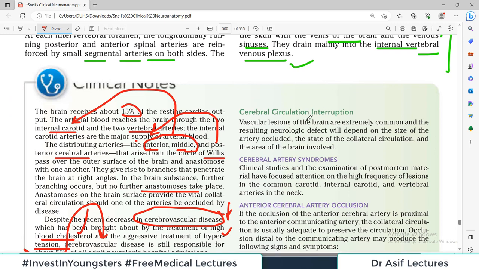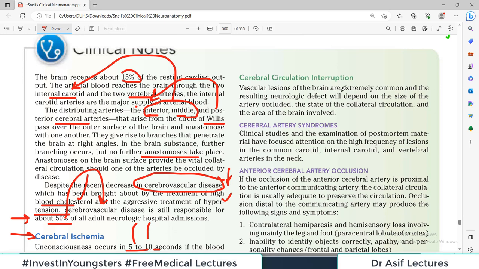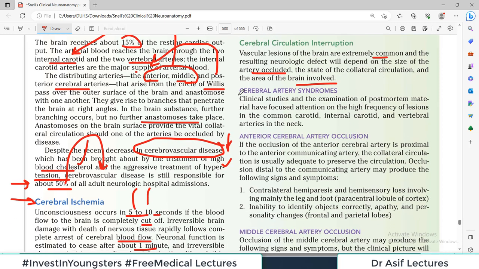Now, cerebral circulation interruption. Vascular lesions of the brain are extremely common, and the resulting neurological deficit will depend upon the size of the artery occluded, the state of the collateral circulation and the area of the brain involved. So, kaun si artery block hui hai, wo kitne area ko supply kar rahi thi, kitna complete blockage hai ya partial blockage, ye sari cheeze identify karengi ki output of the occlusion kya hoga, okay? Now, there are some well-defined cerebral artery syndromes. Clinical studies and postmortem examination have focused attention on the high frequency of lesions in the common carotid, internal carotid and the vertebral arteries in the neck.